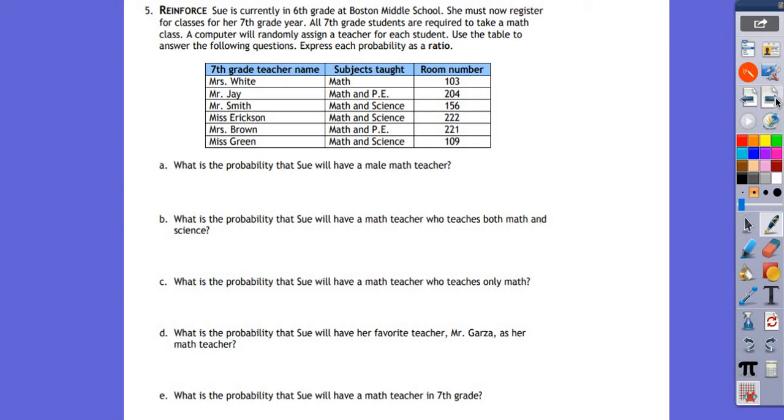Why do you keep talking right here? Is everything math and science? It's required to have a math class. So, well, I read this paragraph and it says she's required to take a math class. So let's look at the probabilities of what math teacher she's going to have. Okay, so we just want to look at the teachers that teach math. But some of them teach several things. Okay.